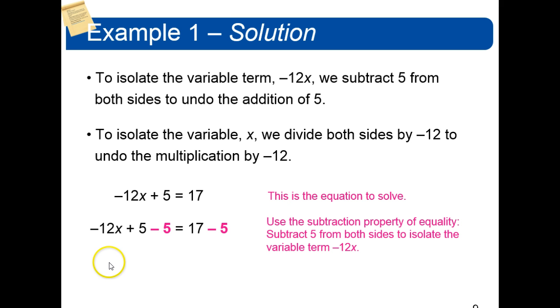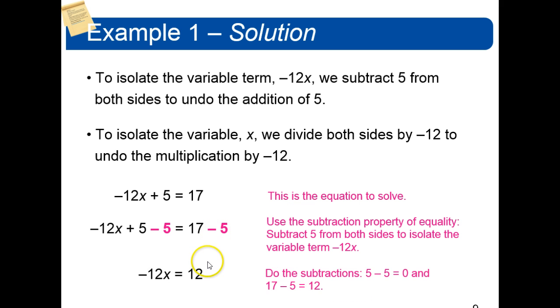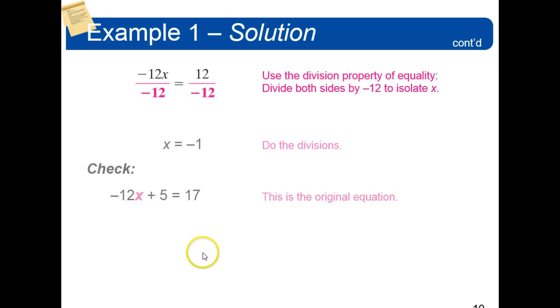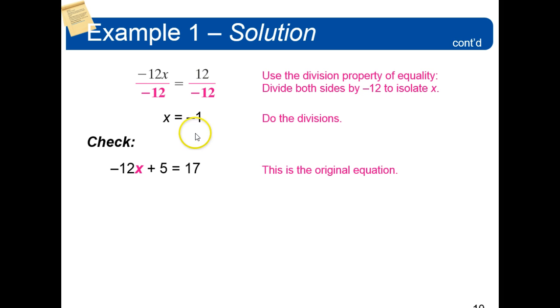So this is the step-by-step solution. We're subtracting 5 from both sides. Then the 5 goes away. This turns into a 12. Now we're going to divide both sides by negative 12. And our answer is negative 1.